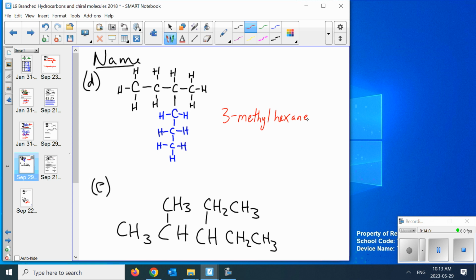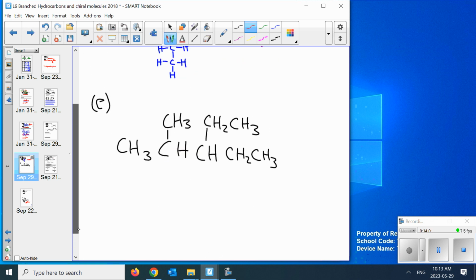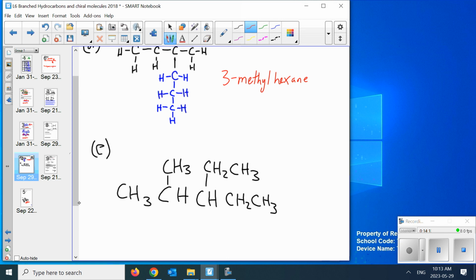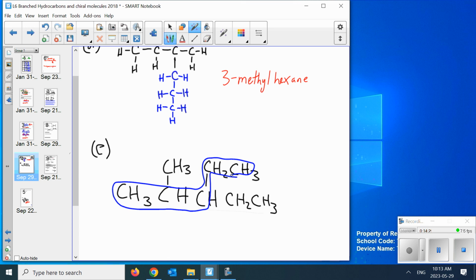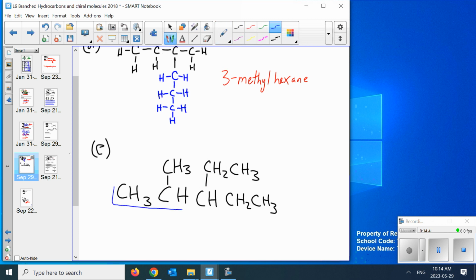Next step. First, we've got to find the longest chain. This is 1, 2, 3, 4, 5 in a row. This is 1, 2, 3, 4, 5 in a row as well. So I'm going to just go with the straight line. It'll come up with the same name either way, but I just find it easier to process in my head as a straight line. I'm going to circle this one, or box it. This is my 1, 2, 3, 4, 5 pentane.